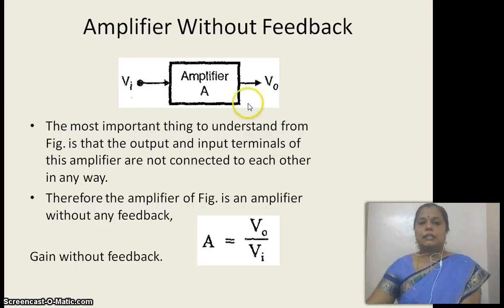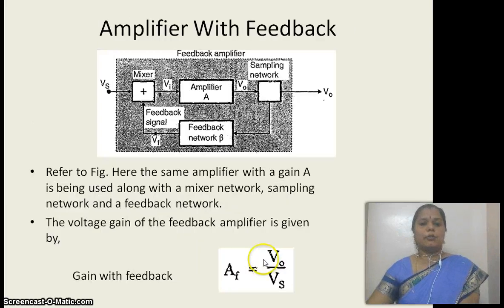So this is the simple circuit where the amplifier is used without any feedback. So this is an example for the open loop system, because the loop remains open. We do have one input terminal and one output terminal. There is no connection between the output and the input. So this is a simple amplifier without feedback, for which the gain of the amplifier can be calculated from the ratio of the output voltage to the input voltage.